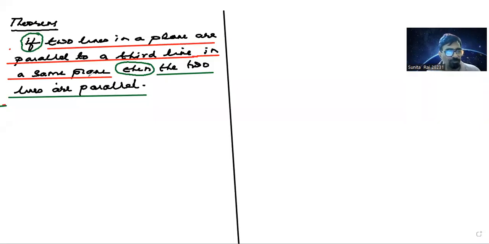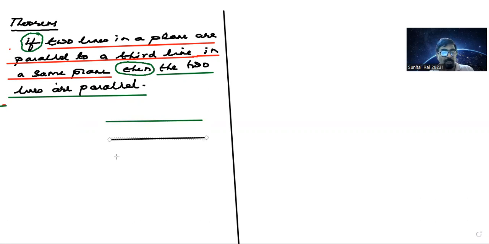The last of the theorems, children, you can see here. If two lines in a plane are parallel to a third line in the same plane, then the two lines are parallel, like transitivity, okay? Two lines in a plane are parallel to the same line. Please have a look here, line L is parallel to line M.